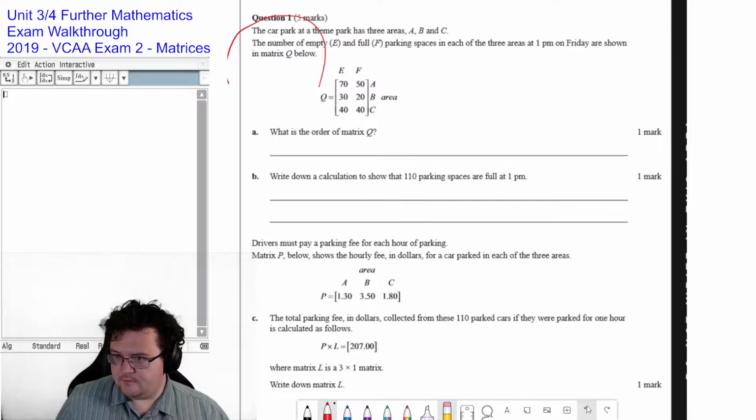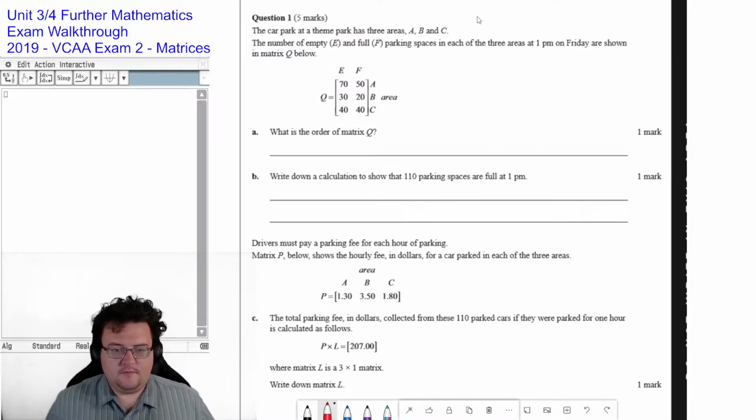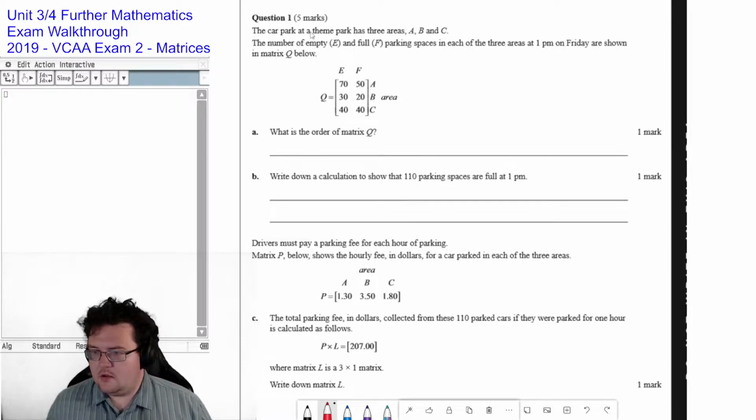I can draw what I need to around it. So, first question. Car park has three areas, A, B, and C, empty and full. So the empty car parks are here, the full car parks are here. 1 p.m. on a Friday. What is the order of matrix Q?